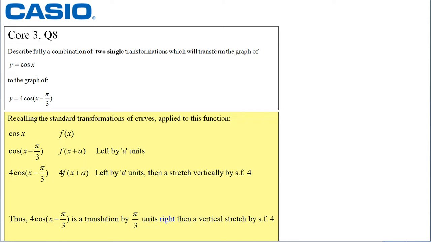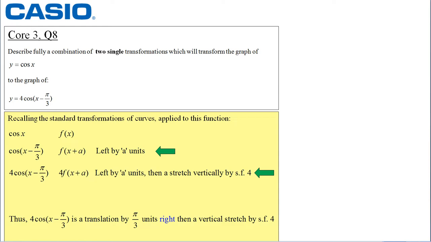In question 8, I need to describe fully a combination of two single transformations which will transform the graph of y equals cos x to the graph of y equals 4 cos of x minus pi by 3. Okay, I recall the standard transformations of curves applied to this function. And the conclusion is that it should be a translation of pi by 3 units to the right and then a vertical stretch by scale factor 4.